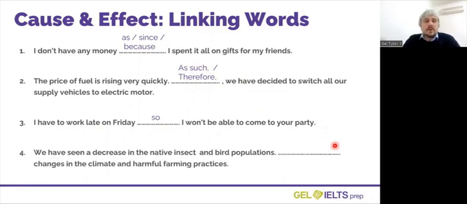Look at sentence number 4. "We have seen a decrease in the native insect and bird populations [blank] changes in the climate and harmful farming practices." Look at the next question below the video and write a linking phrase to complete sentence number 4.